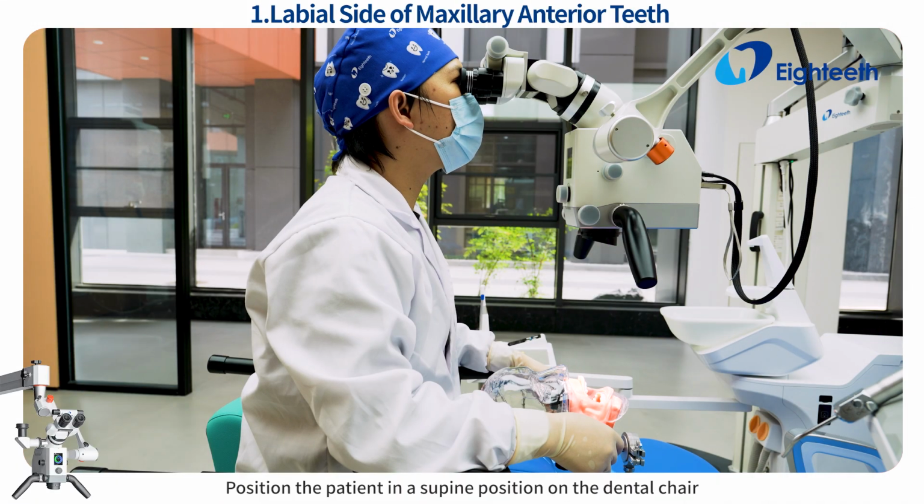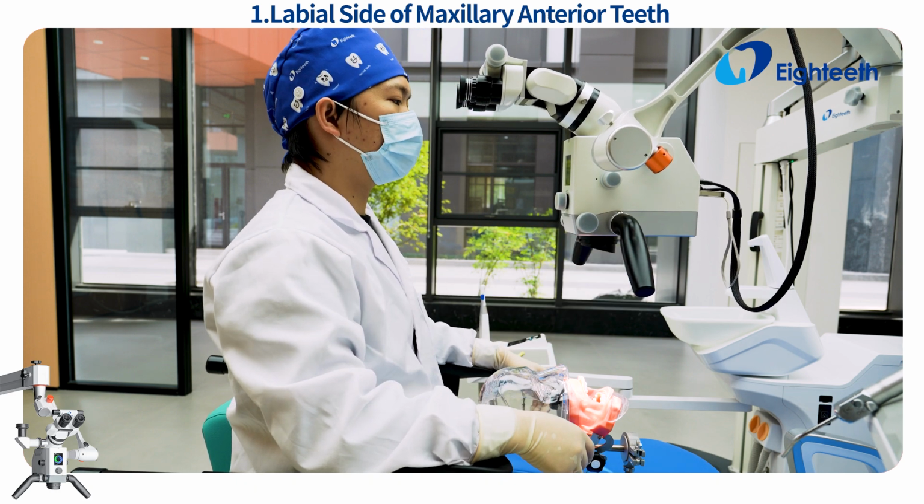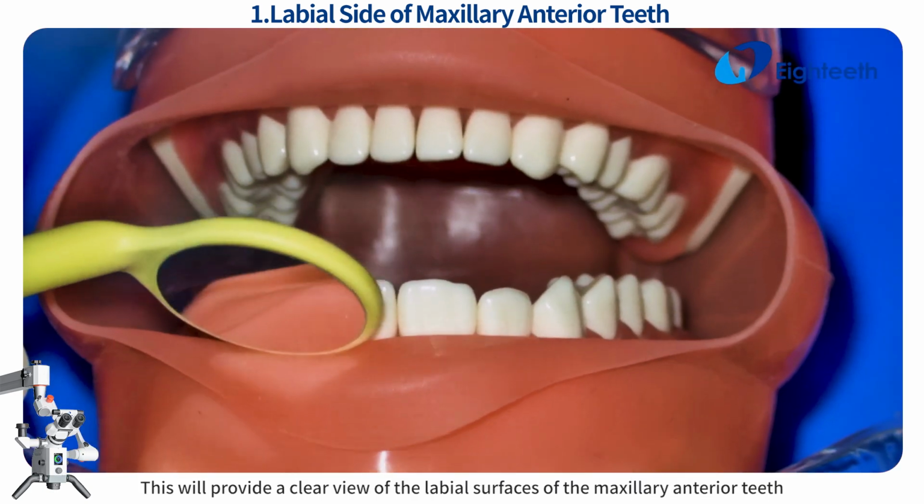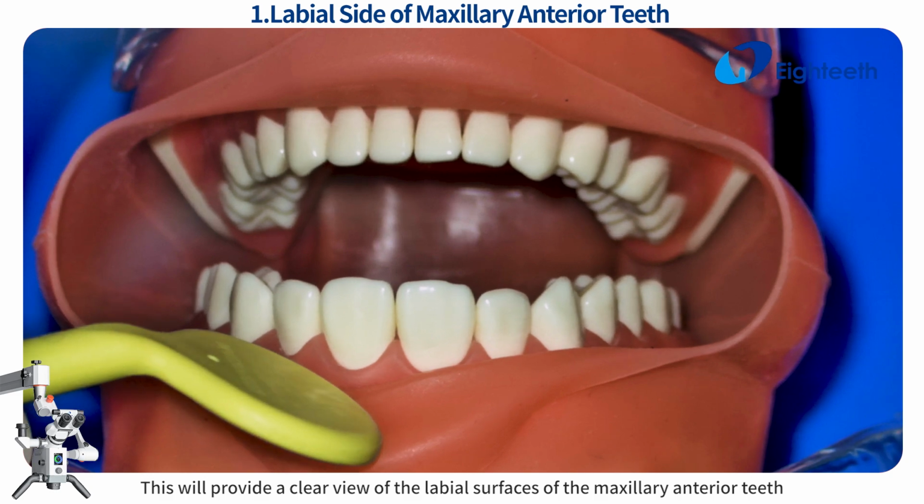Position the patient in a supine position on the dental chair. The dentist should be positioned at the 12 o'clock position relative to the patient. Use a mouth mirror to gently retract the patient's upper lip. This will provide a clear view of the labial surfaces of the maxillary anterior teeth.